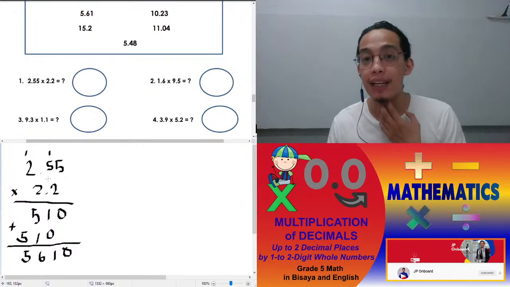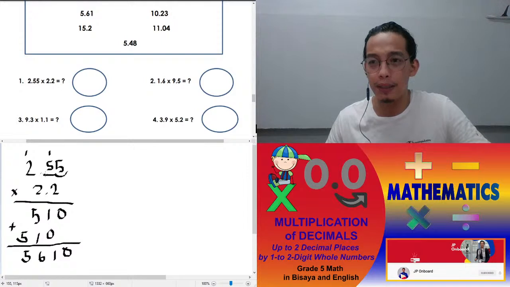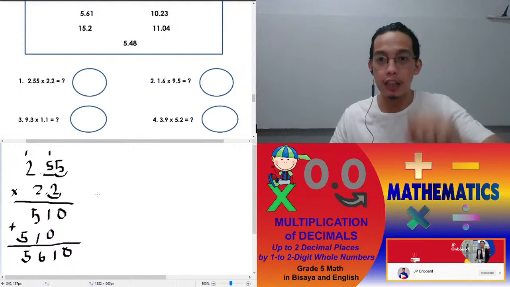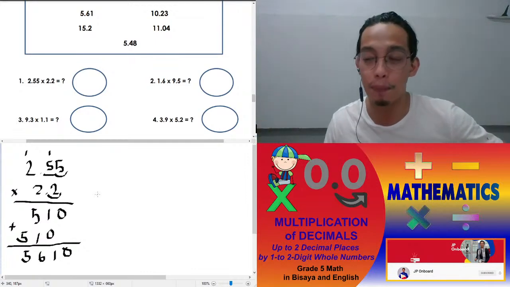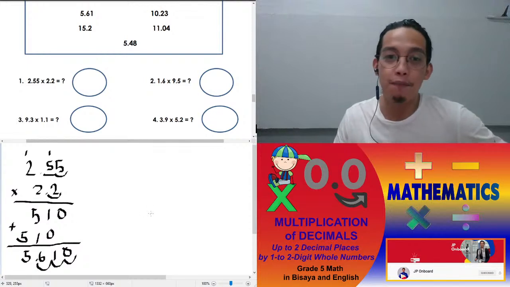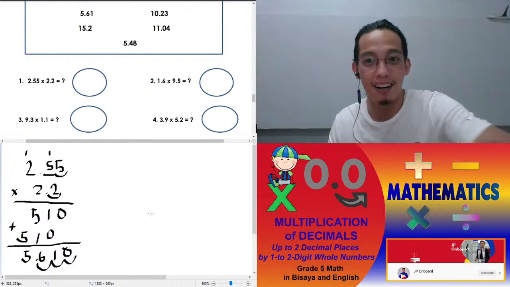And then we count the number of decimal places. In 2.55, we have 2 decimal places. In 2.2, we have 1, a total of 3 decimal places. And we'll apply that to the product. So from here, we count 1, 2, 3. So it's 5.61. That is another answer in the box above.